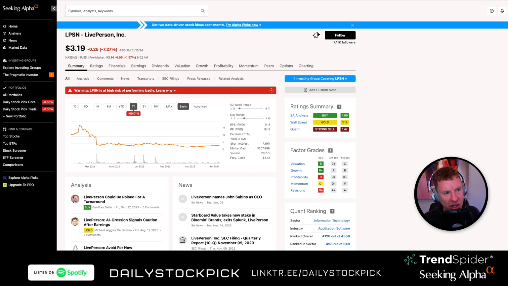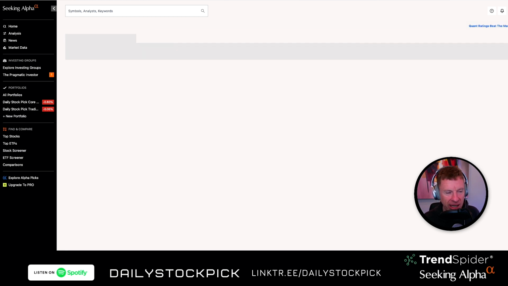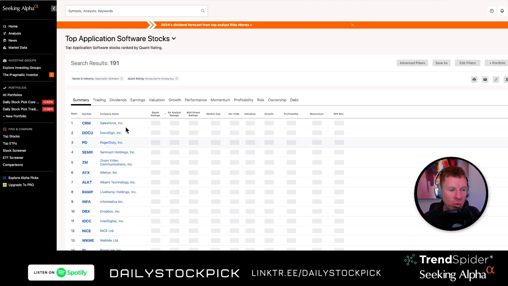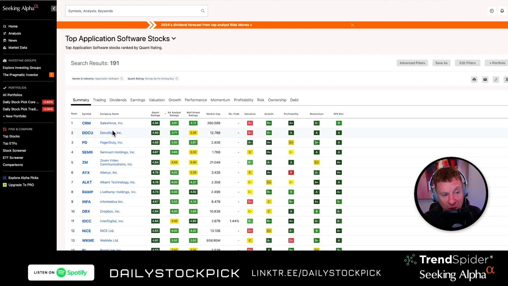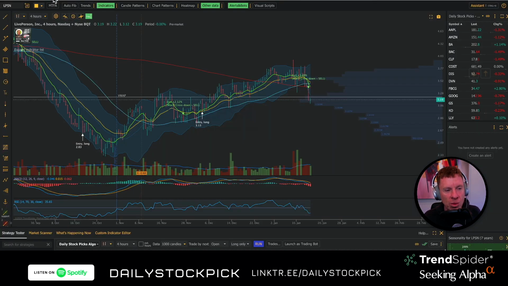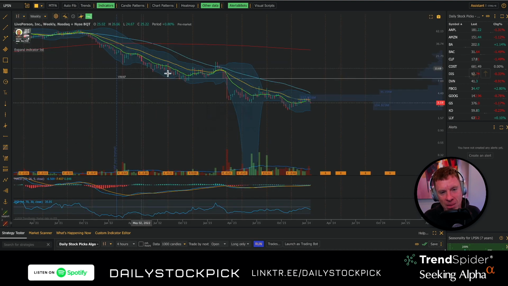If you want to take a look at some of the industry, there's 191 stocks. One is Salesforce, DocuSign. I mean, buy DocuSign. Somebody's going to buy DocuSign. Buy PagerDuty. I would stick with these larger cap ones in software rather than going for the YOLO with something like LivePerson. It's not that there's anything wrong with it, but look at that on a weekly. Do you really want to risk? You even look at this.